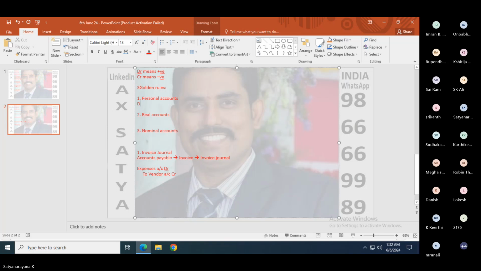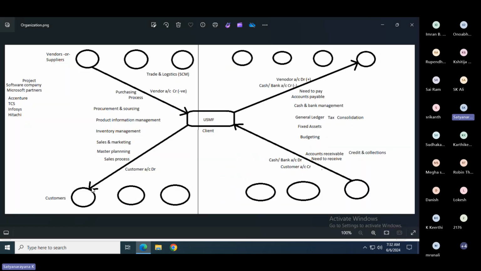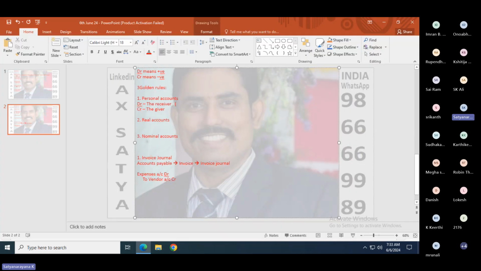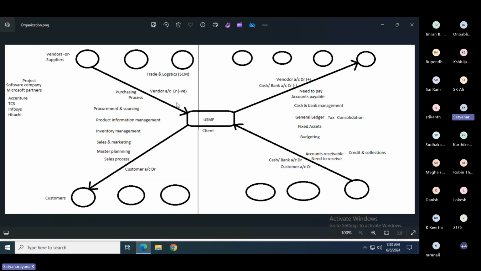Personal account means debit the receiver, credit the giver. How can I remember this one? How can I apply this one? If, like, a customer is receiving material from us, so this is the receiver. So debit the receiver means here the customer is the receiver, because this is my company. Okay, fine. So debit the receiver.